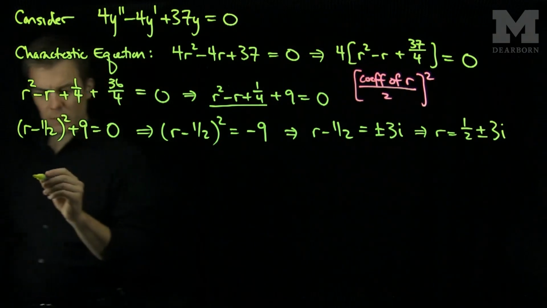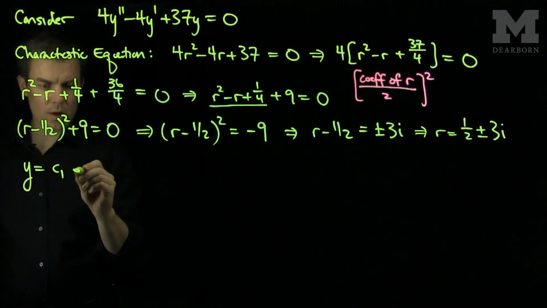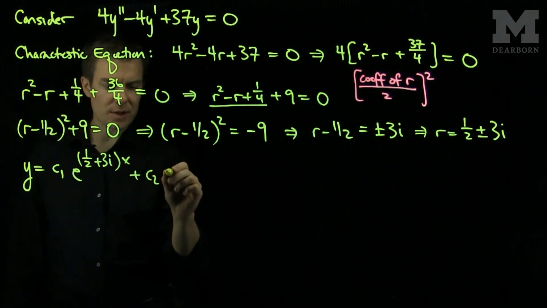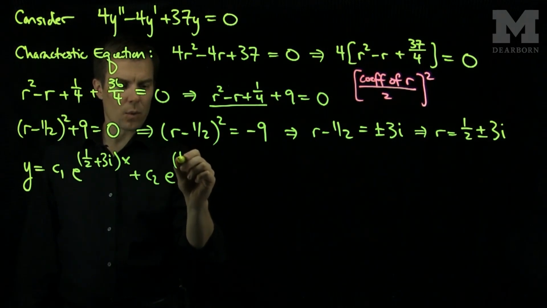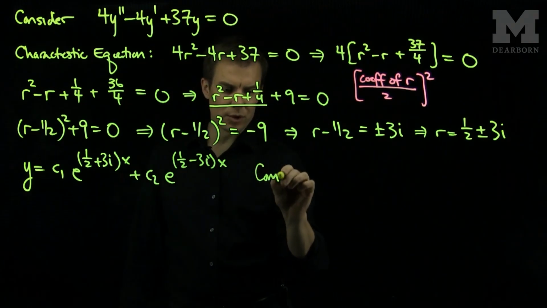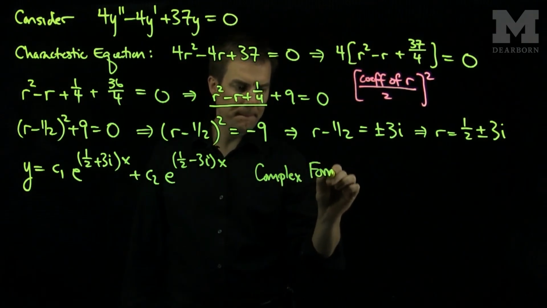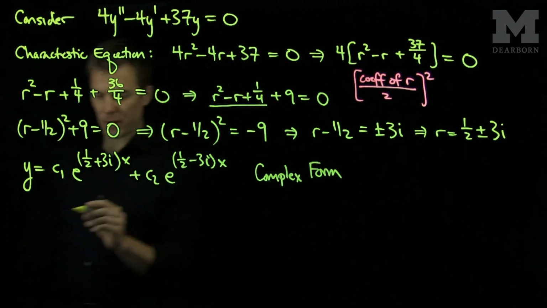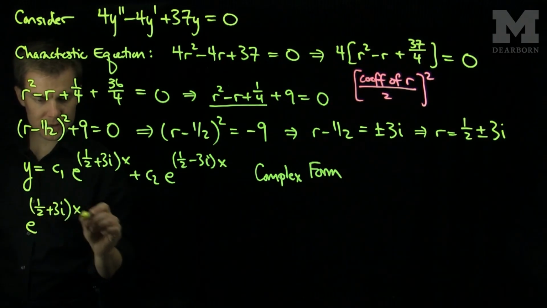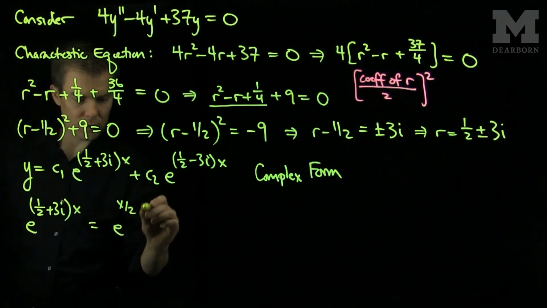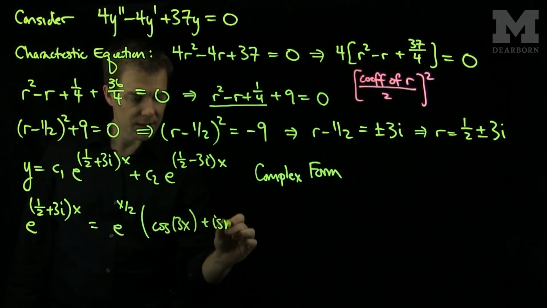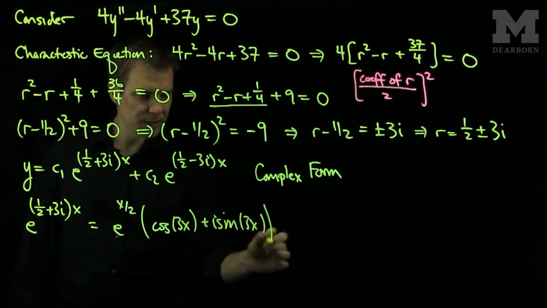We know that the solution will therefore take the form y equals c1 e to the 1/2 plus 3i x plus c2 e to the 1/2 minus 3i x. And this is the complex form of the solution. We can also notice that we can write, by Euler's formula, e to the 1/2 plus 3i x as e to the x over 2, and then I can have a cosine of 3x plus i sine of 3x.